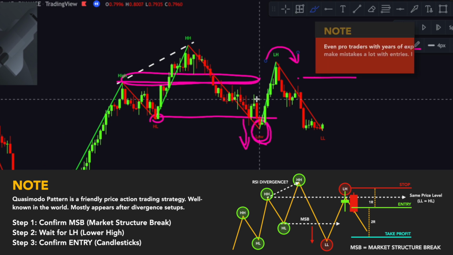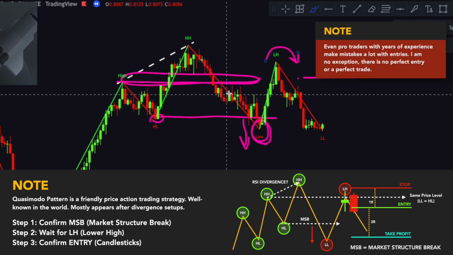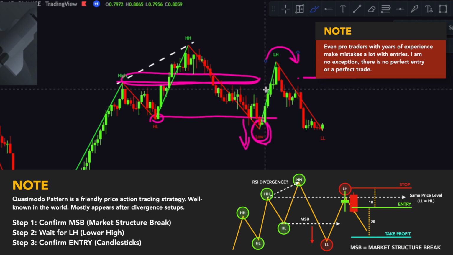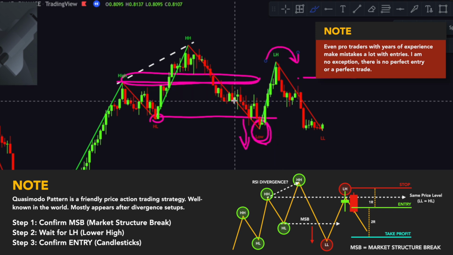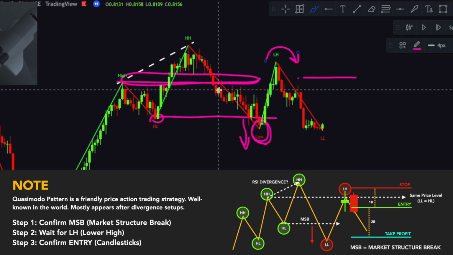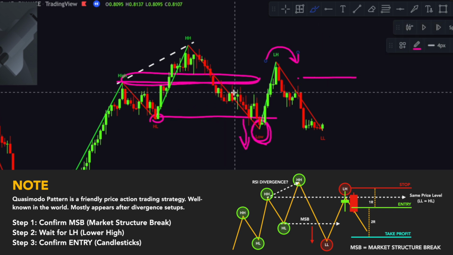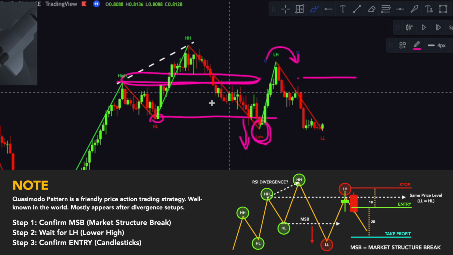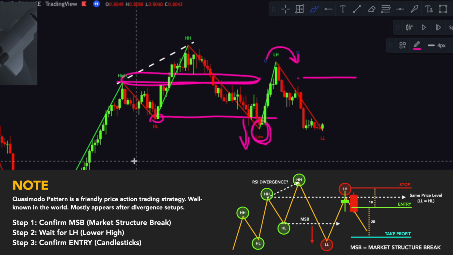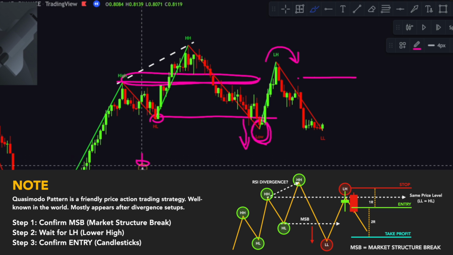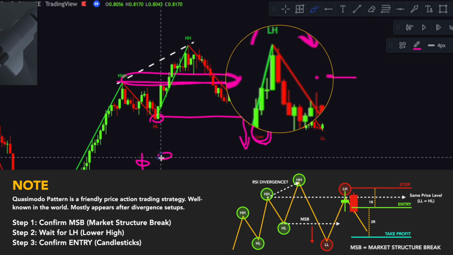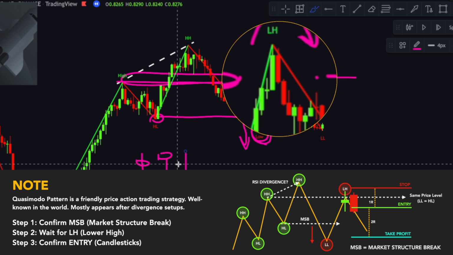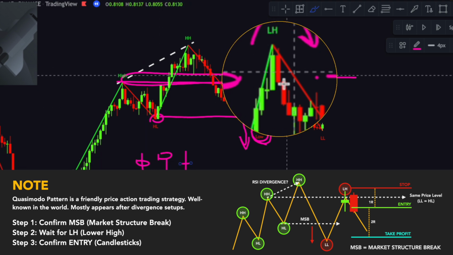Even pro traders with years of experience make mistakes a lot with entries. I'm no exception. There's no perfect entry or a perfect trade. After all, trading is the riskiest business in the world. Now, I always experiment with different entry methods and try to find better ones. Right now, pin bars, hammers, and spinning bars are my main universal indications at swing points. This little pin bar is my main indication for a reversal trade here.